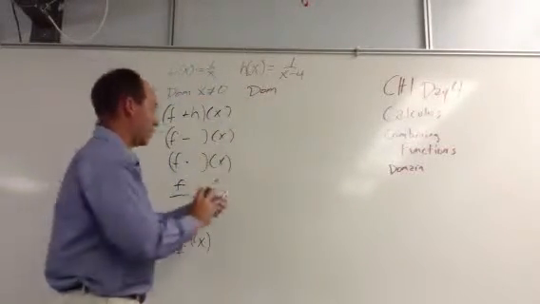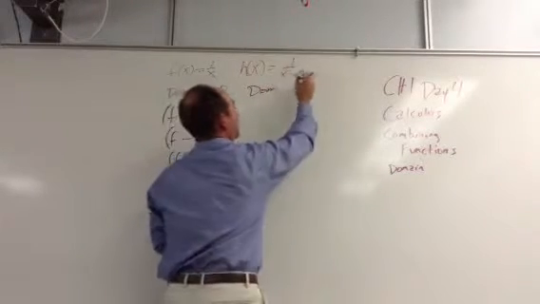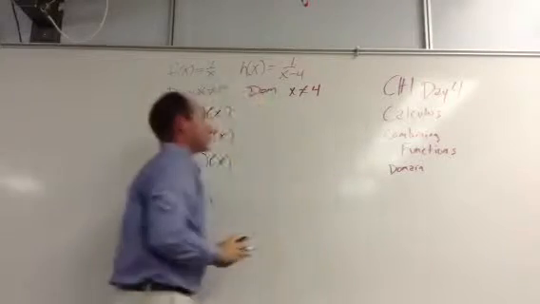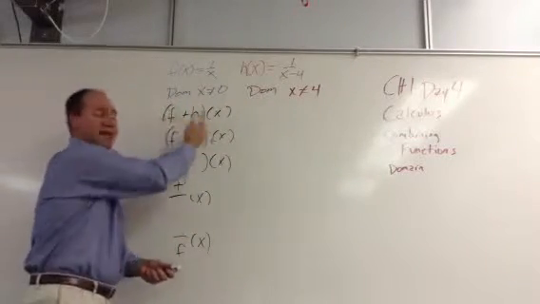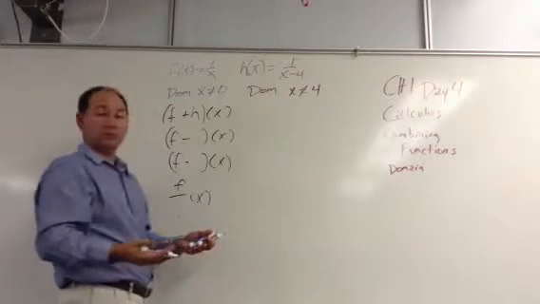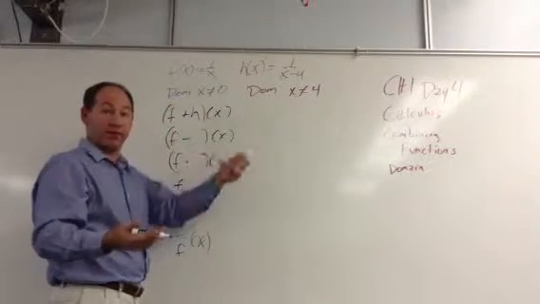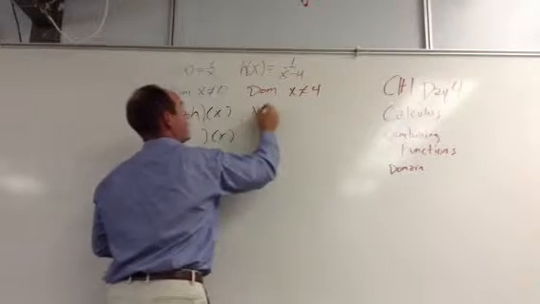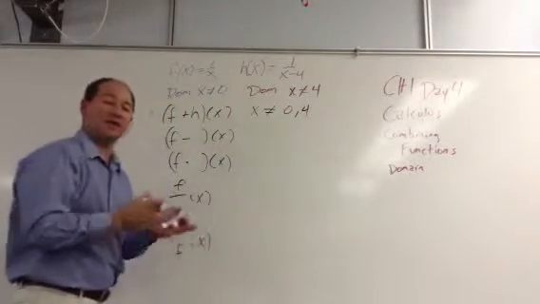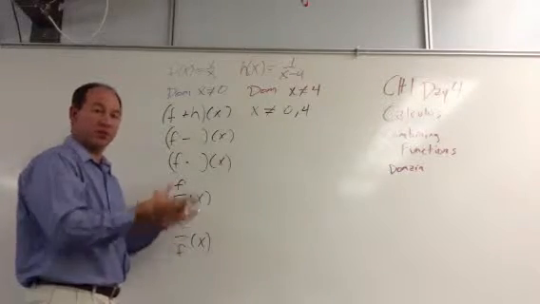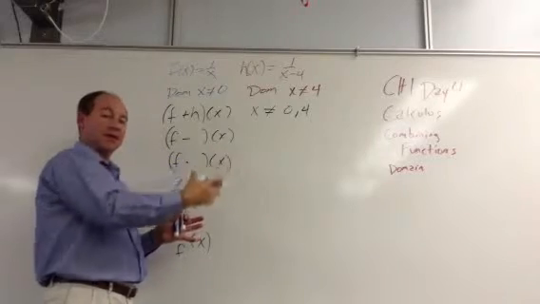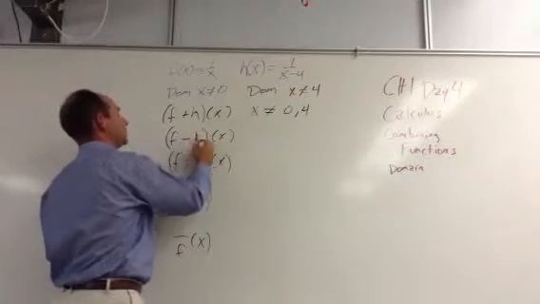And then what about the domain over here? Well, I can't have 0 on the bottom, so x does not equal 4. So in order for me to get an answer to adding these two things, I need to be able to complete both of them. So this domain is x does not equal 0, 4. Those are the two things that can't be. It's got to work in both. If it works in both, I can get an answer. If it doesn't work in one, it doesn't matter what it is in the other one, I can't get an answer.